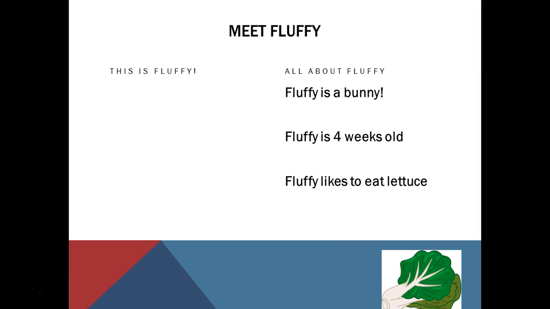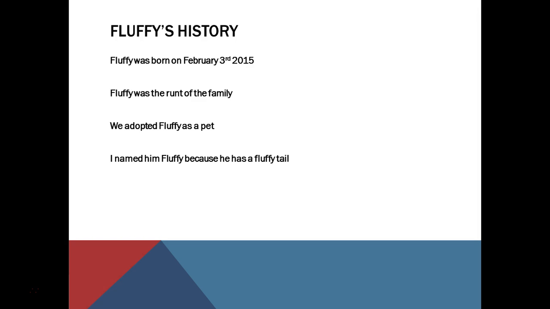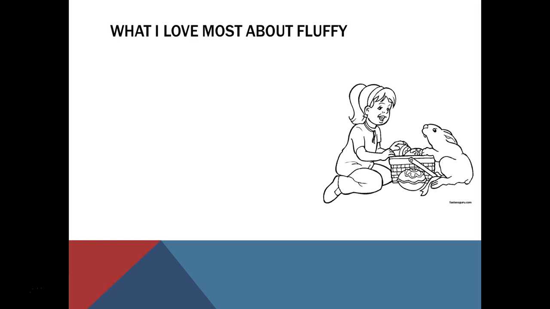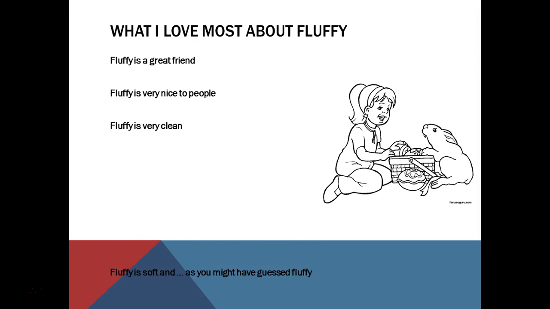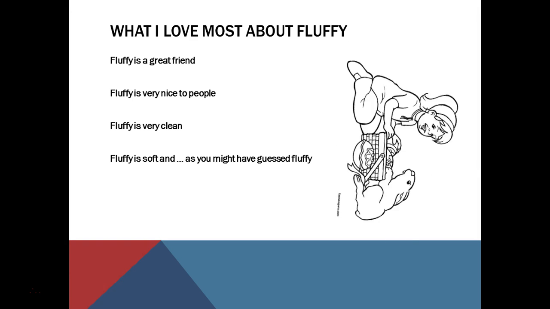And I can keep talking and practicing with this timing so that when I actually go to the school and I present, I'll be able to say, Fluffy was born in February 3rd, 2015. Fluffy was the runt of the family, so we adopted Fluffy as our pet. I named him Fluffy because he has a fluffy tail. Right? And you can practice it with the timing so that you don't have to be clicking at every slide. It's a neat tool that kind of runs in the background and you don't have to click every single time.